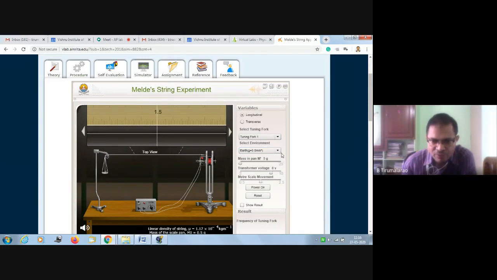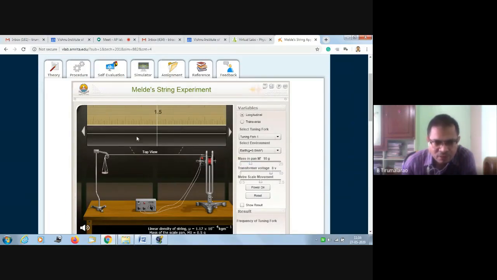Different tuning forks have different frequencies. So you can perform this experiment in different places: Earth, Uranus, Neptune, Jupiter, whatever. You can select there. Mass in the pan, you can select whatever, maybe 10 grams mass in the pan.